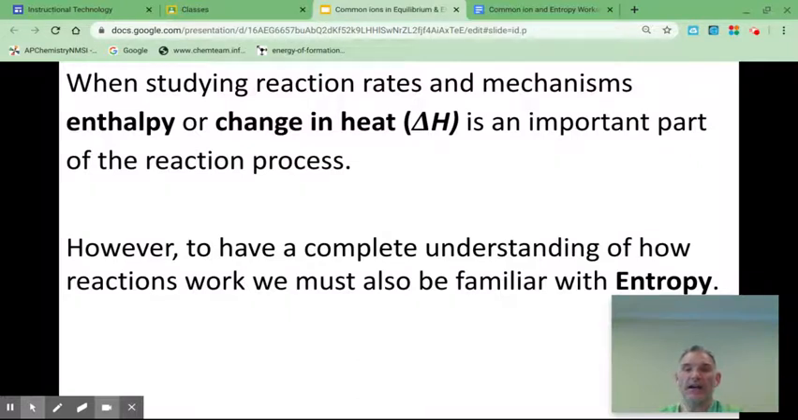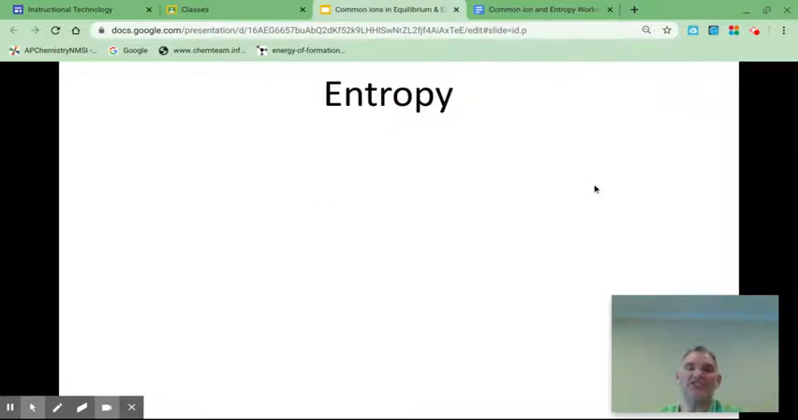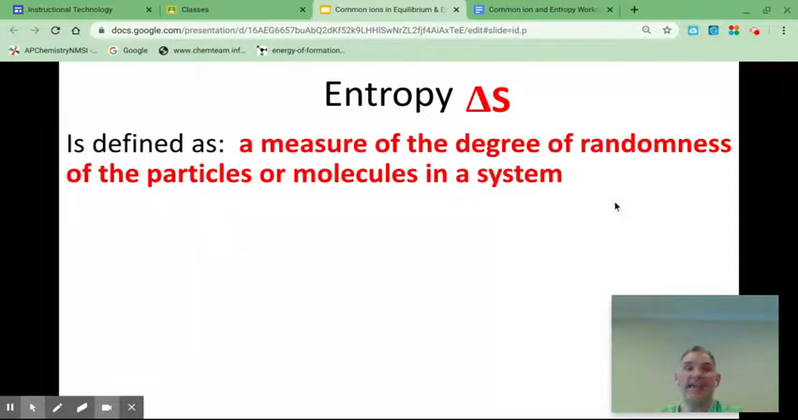Again, thinking about that first slide with entropy tells us that low, you're together, high, you're separate. Well, what does that actually mean? When we're actually looking at entropy, entropy gets a symbol of delta S, and it's defined as a measure of the degree of randomness of the particles or molecules in a system.